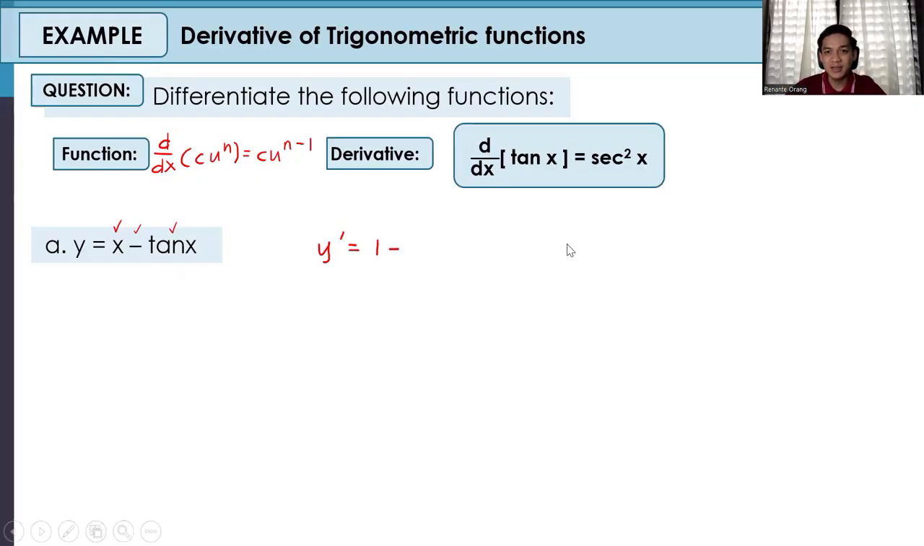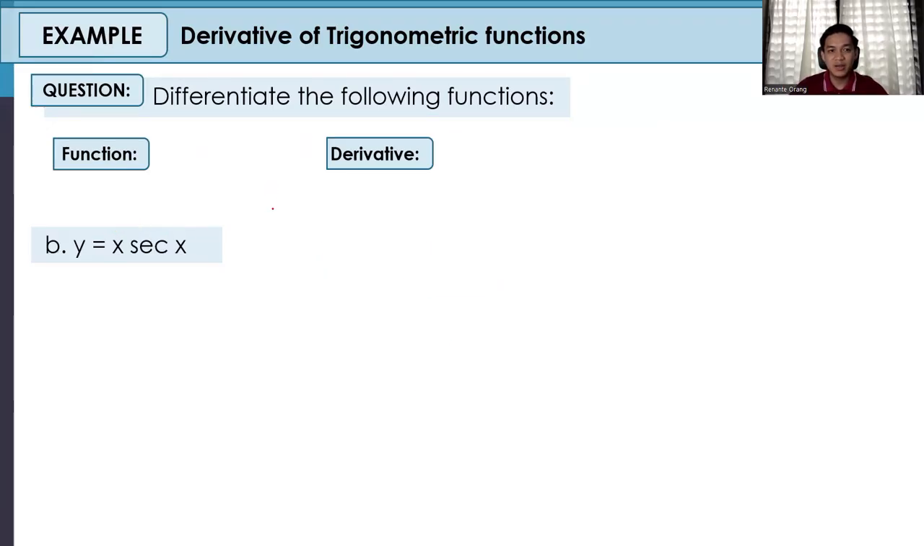Proceed tayo kay tangent x. As we have discussed earlier, its formula is the derivative with respect to x of tangent x is equivalent to secant squared x. Ibig sabihin po, yung ating tangent x will be transformed into secant squared x. And by inspection, we cannot simplify this any further, so this will be our final answer.